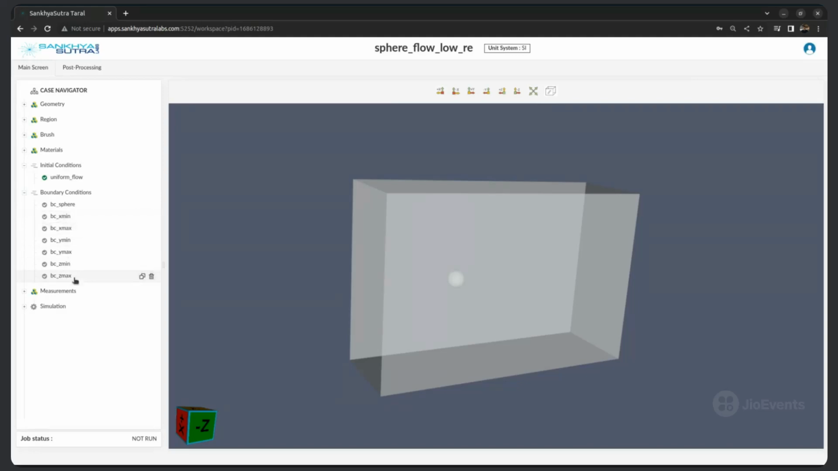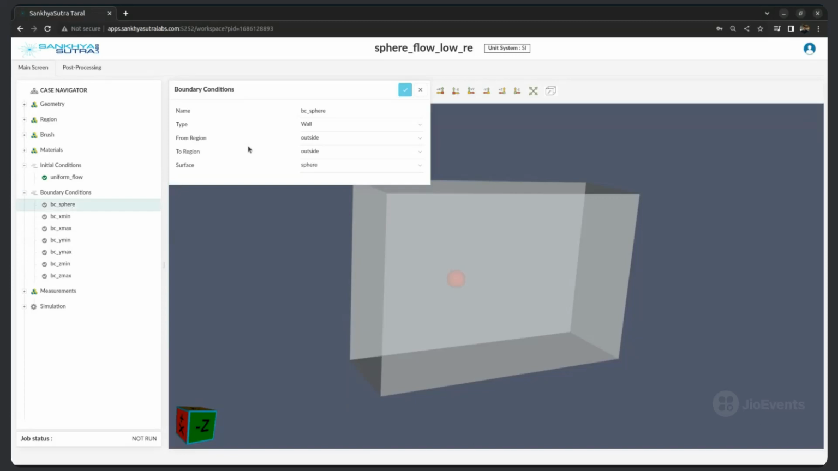So each face of these corresponds to one of the domain wall faces and the face of the surface of the sphere. So here I want to apply the no slip condition, which is the wall condition. Something very specific is the from and to region. So the order in which you specify the from and to region sets up the points at which your boundary conditions are applied.